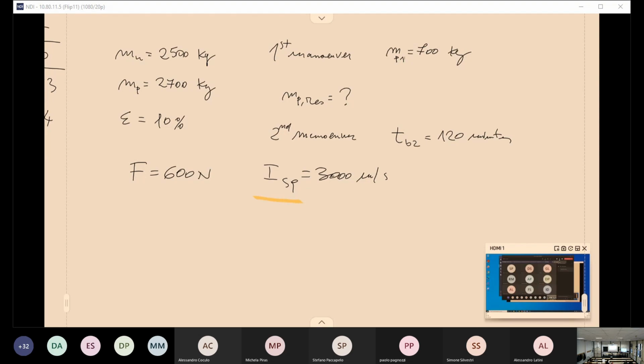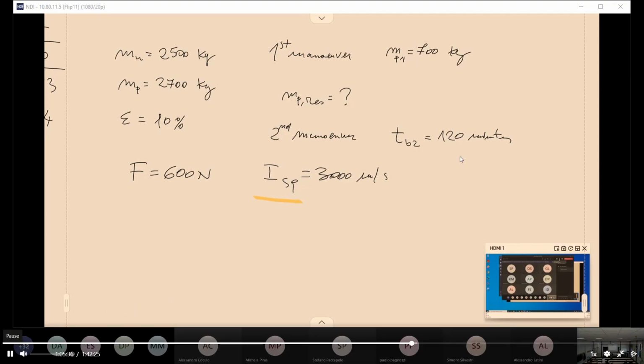So often you find this in reports and so on. You find specific impulse in meter per second. So it's better to be relaxed about that. Don't worry if you have the information you need here.